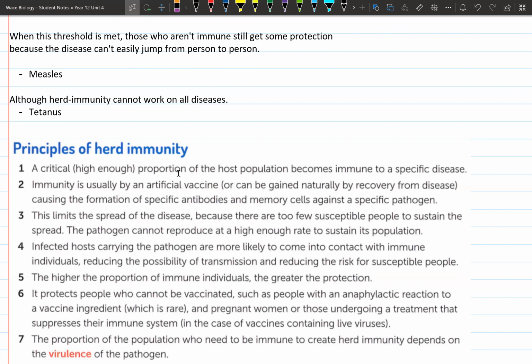And of course, this does depend on the type of virus or the type of pathogen, for example, like measles, right? But it doesn't work for all diseases. Not all diseases are spread or are very contagious. For example, like tetanus, right? You guys remember, okay?